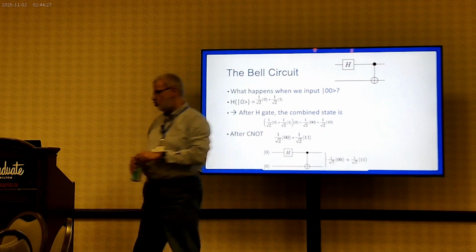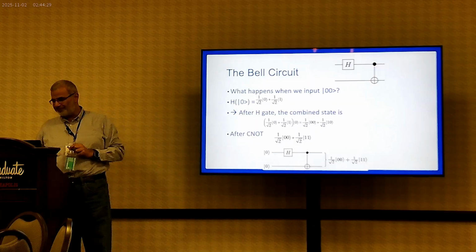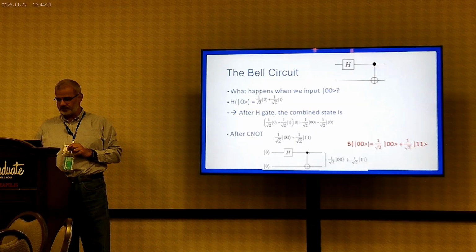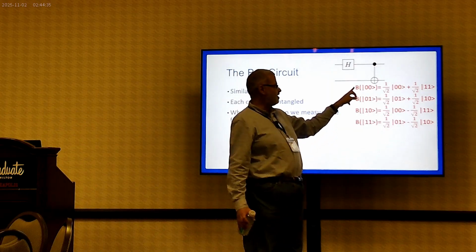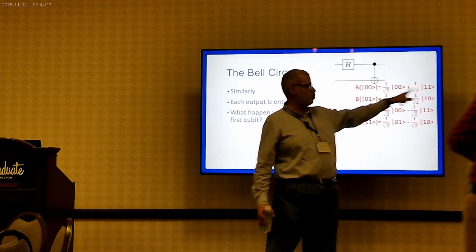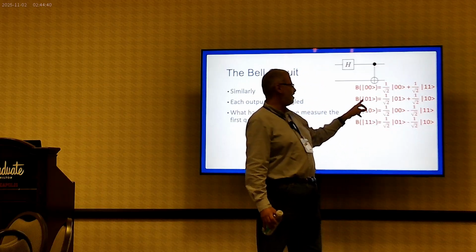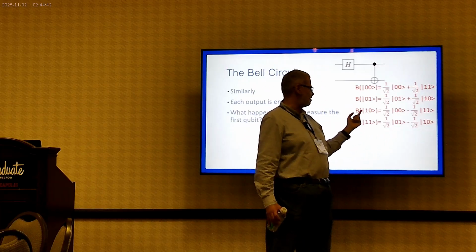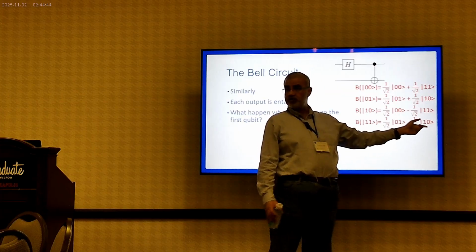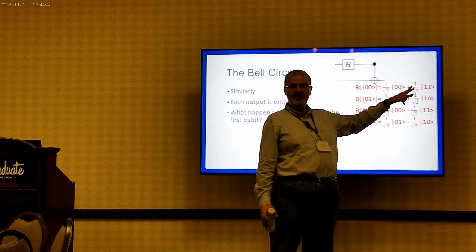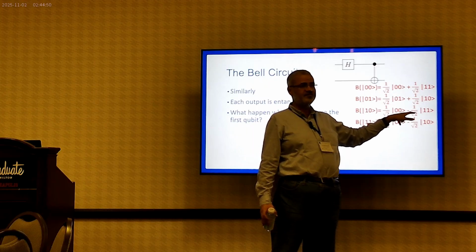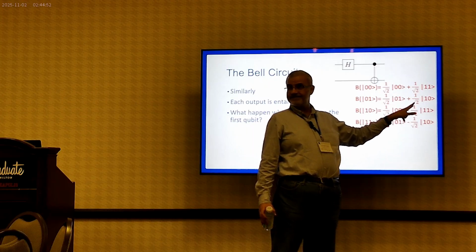It's a good exercise to do at home or at your hotel room. But this is the 4 different combination. When I apply the Bell circuit to 0, 0, this is what we did. But when I apply to 0, 1, I get a different state. 1, 0, I get a different state, and so on. And you can see why this is negative and this is positive. Any idea why this is positive and this is negative? Sorry?